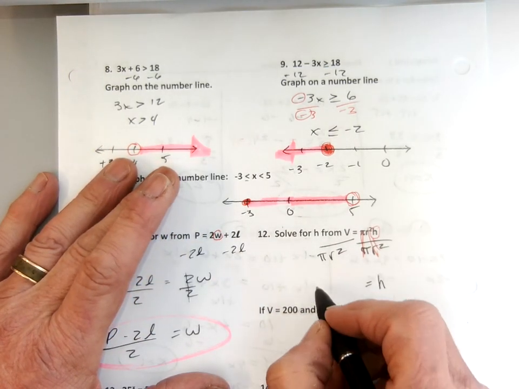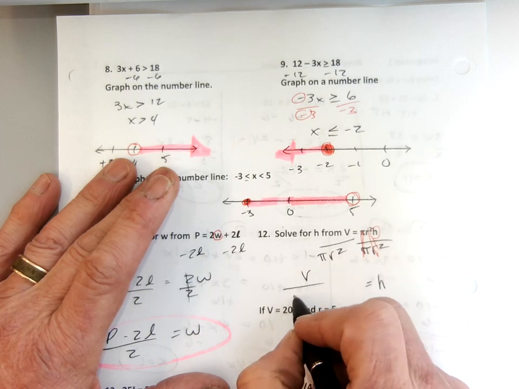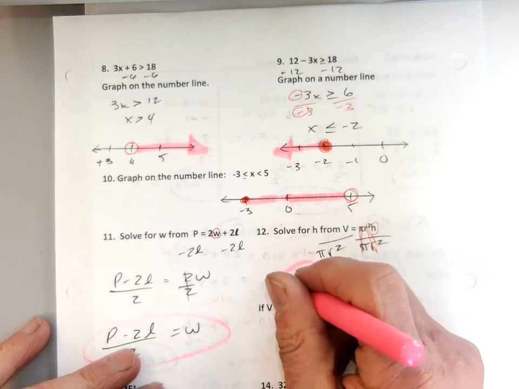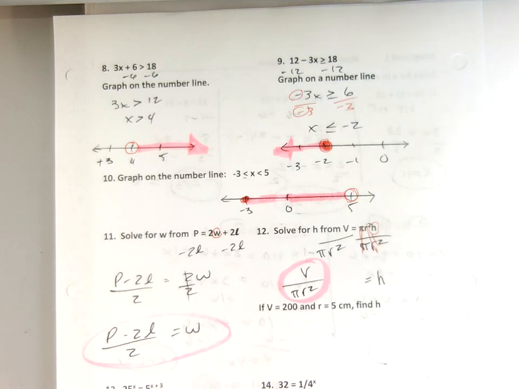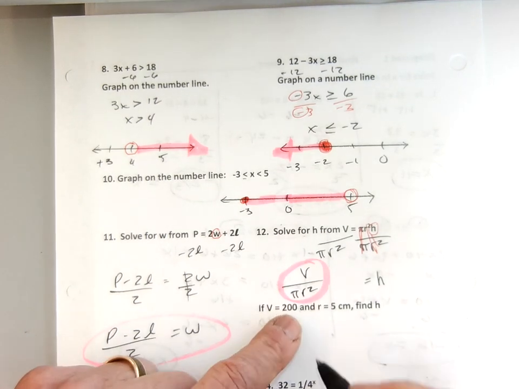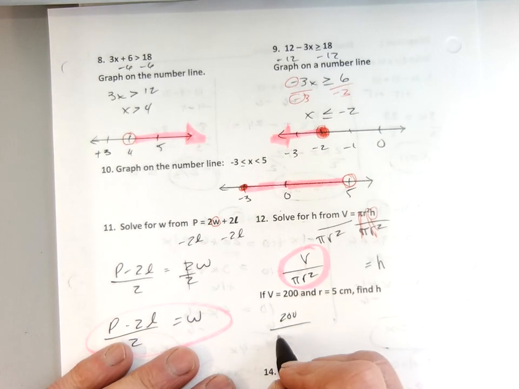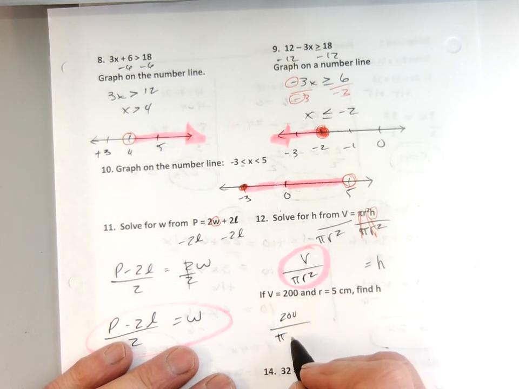h equals, well, it is V divided by pi r squared. And that's your answer. You can't divide them. V's and r's, they're different variables, so unless we know what the variables are, we can't do anything about it. But the second piece we do. We know the volume is 200, so I'll put 200 here over pi, and then the radius is 5, so I'll go times 5 squared.